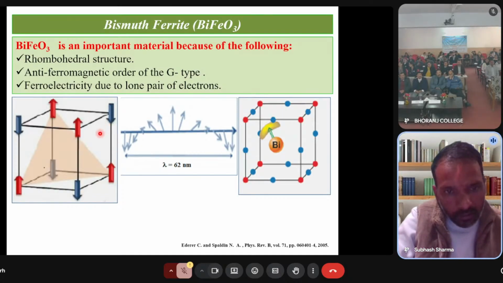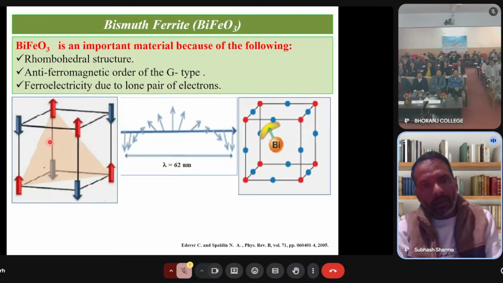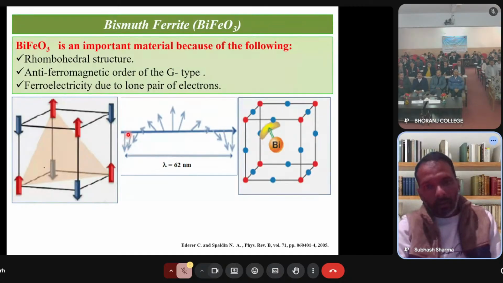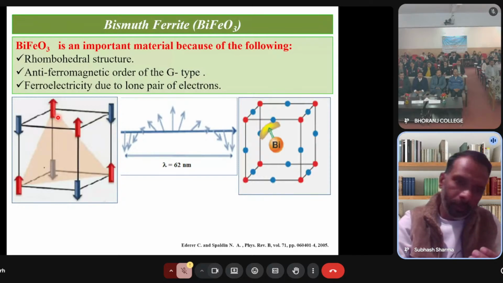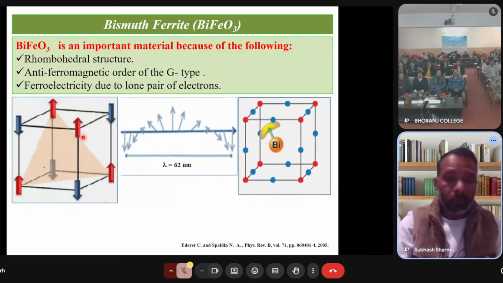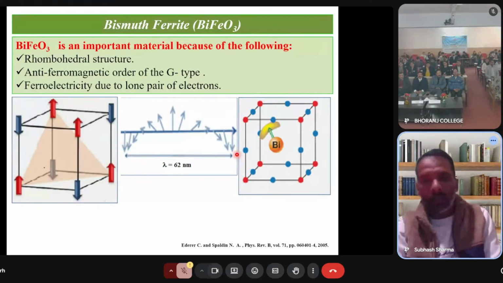So in this case, the ferromagnetic is 0. We have antiferromagnetic, but this antiferromagnetic arrangement has a length of 62 nanometers. For simplicity, the spins are shown like this, but the actual picture is like this. It starts like this and then this.